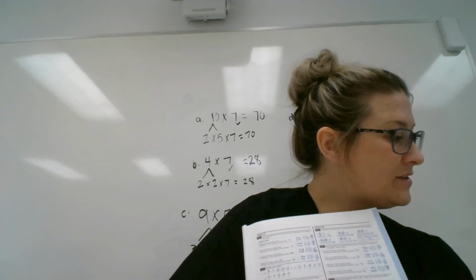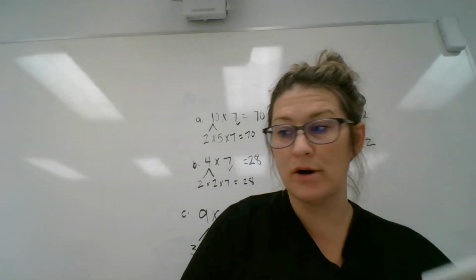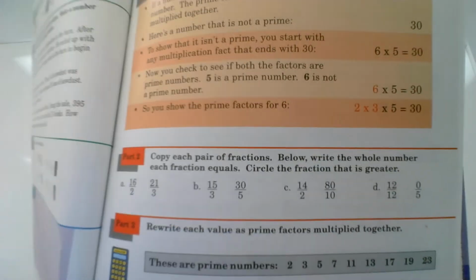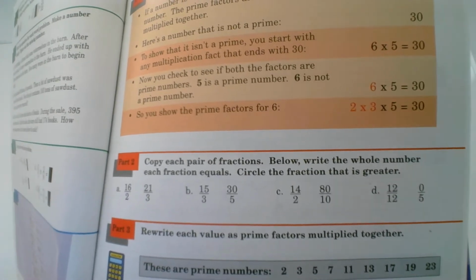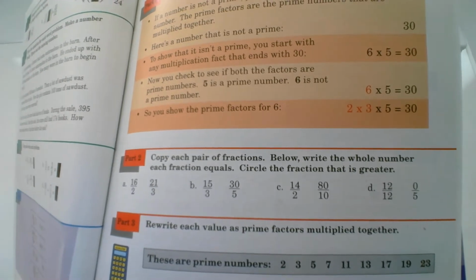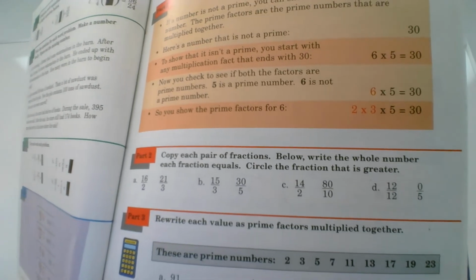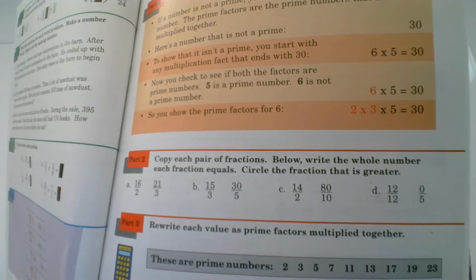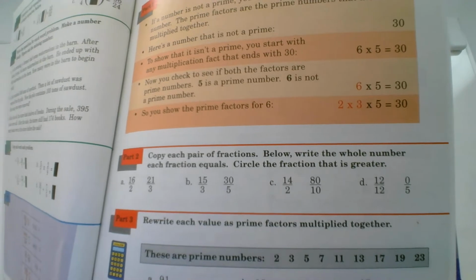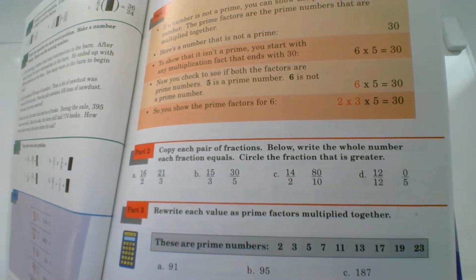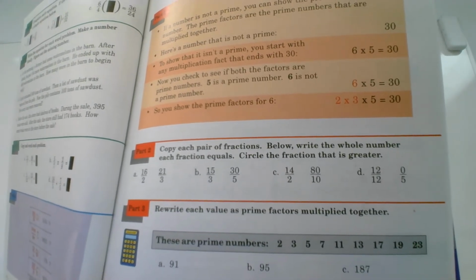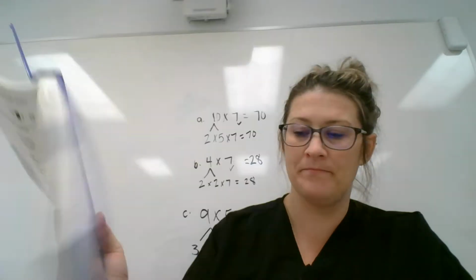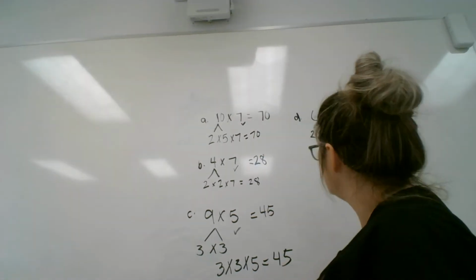We're going to jump back to your textbook and go to part 2. Each fraction equals a whole number. You're going to figure out the whole number each fraction equals. Then you'll circle the fraction that is greater. So what we are going to do is, on a separate piece of paper, copy both fractions for each problem. I'll show you how to do these. These are pretty easy.